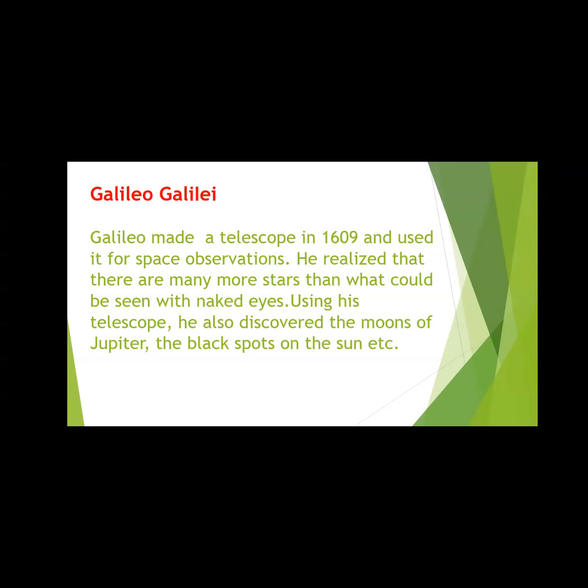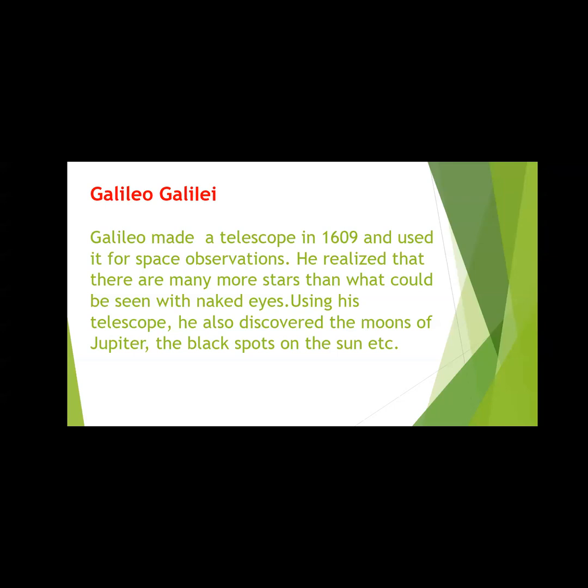He realized that there are many more stars than what could be seen with the naked eye. When he observed the sky with the help of the telescope, he saw many more stars than we can see with our eyes. Using his telescope, he also discovered the moons of Jupiter. So 400 years ago, he also saw the moons of Jupiter.